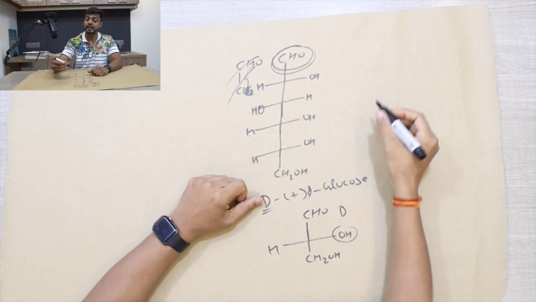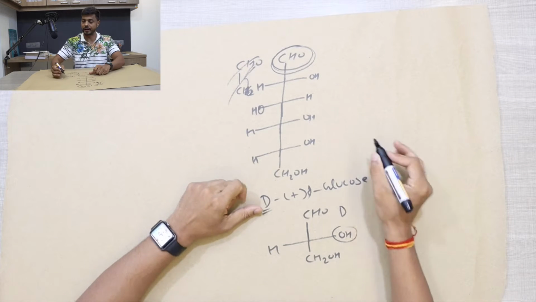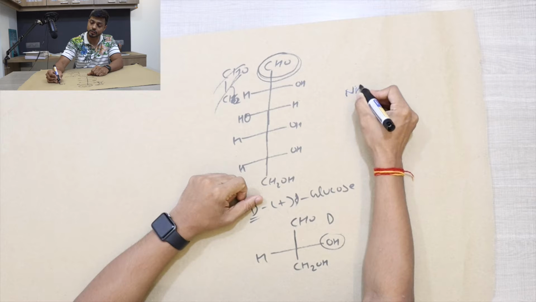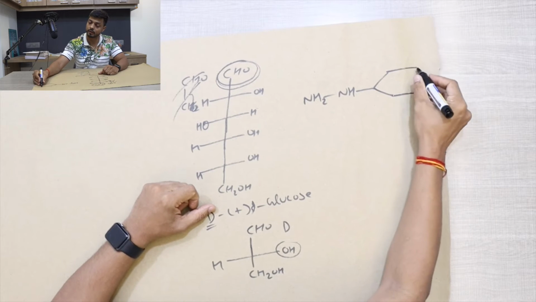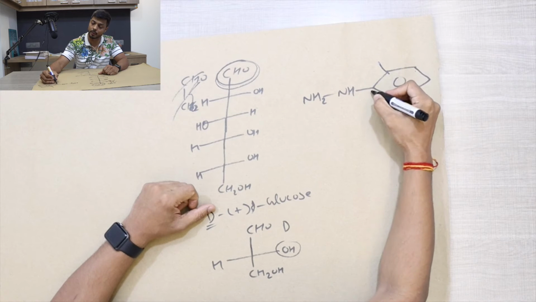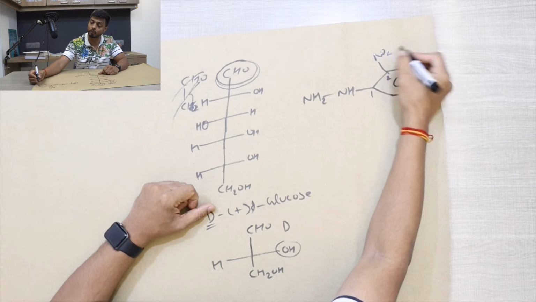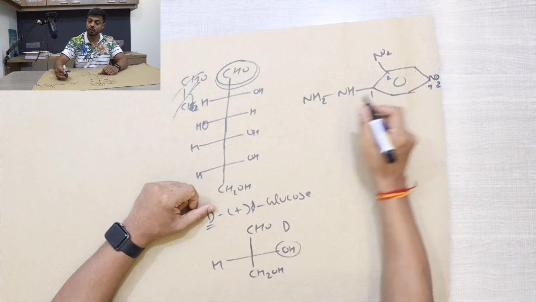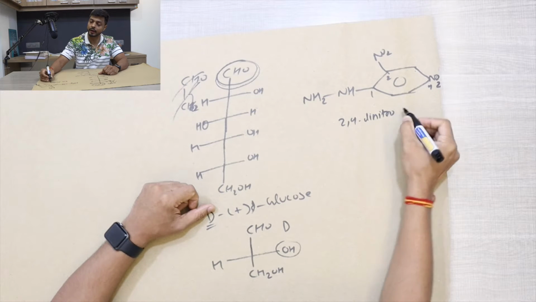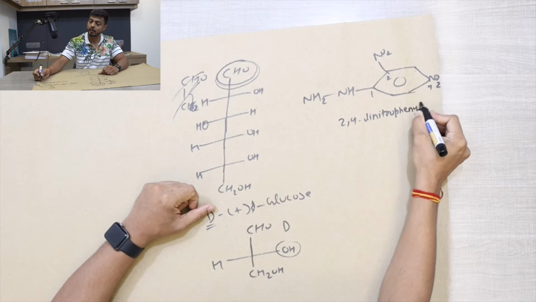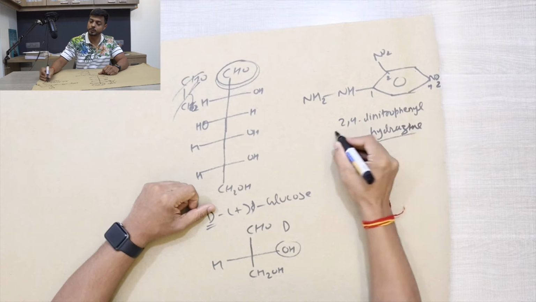What is the 2,4 DNP test? DNP stands for dinitrophenyl hydrazine. That is a reactant, so I'll just draw that reactant over here. We have this NH2 and H, then of course a benzene ring over here. This is our carbon number 1, so this will be 2, 3, 4, right? At the 2 and 4 positions we have a nitro group over here. So this is known as what? 2,4 dinitrophenyl hydrazine. So that is the name of the species over here.